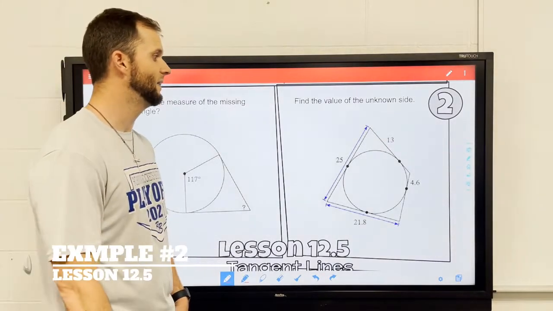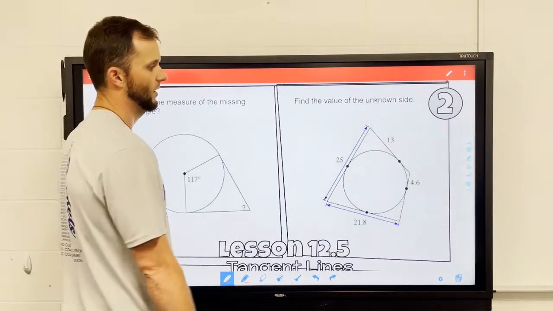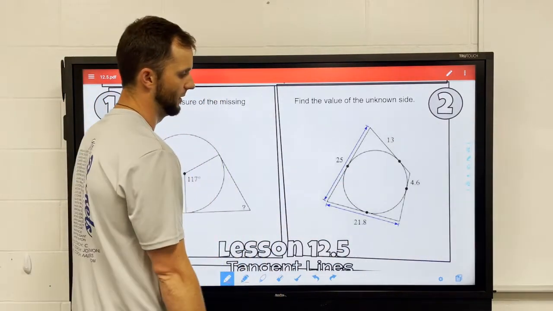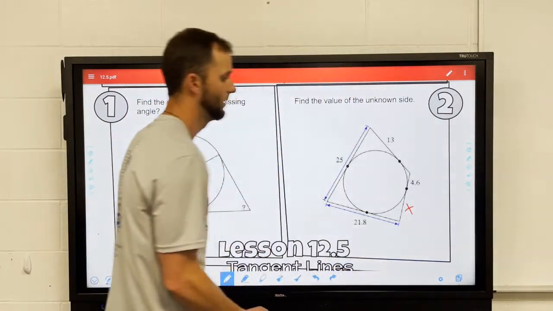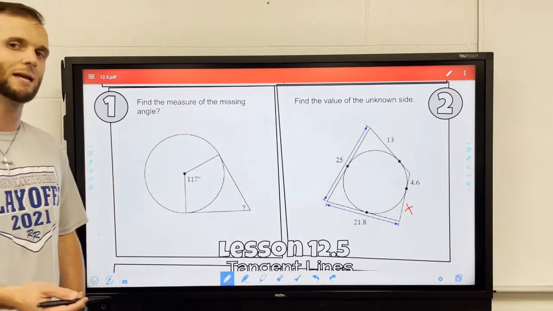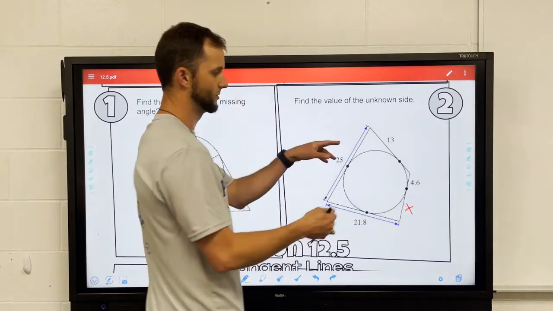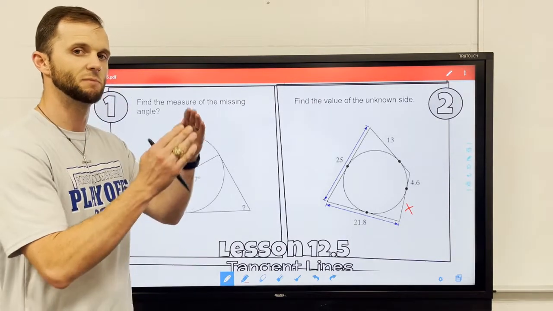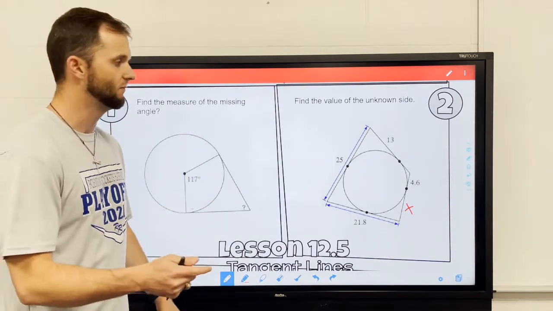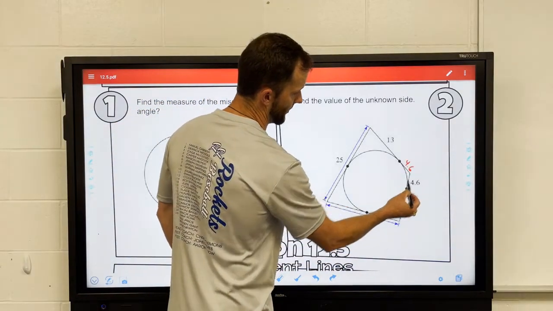Let's jump over to my next example. It says we need to find the value of the unknown side, okay? If you look, I actually have two unknown sides, but we're talking about this one right here. I want to find the value of x here, okay? These are all tangent lines, meaning I have two lines meeting outside of the circle, and those are touching the circle at one point, okay? I know that if I have two tangent lines meeting at the same point, they're going to be the same value. So since this is 4.6, this is going to be 4.6.